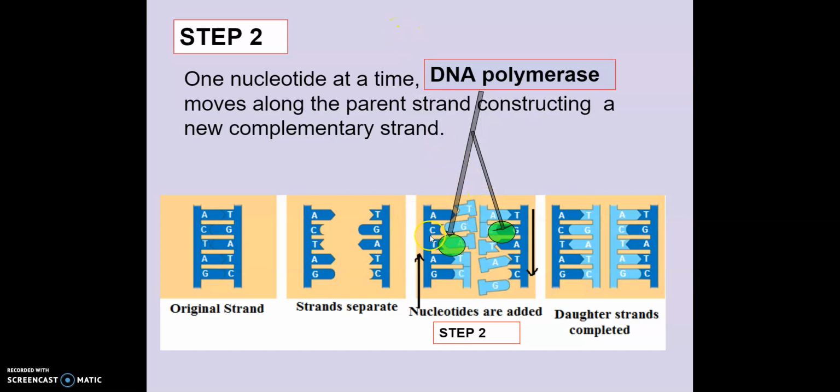strand. So now that these are apart, they're now going to be used as the template to add more nucleotides onto each side. So they know there's an A here, they added a T. There's a C here, they added a G. That DNA polymerase is coming through to add those nucleotides back on.